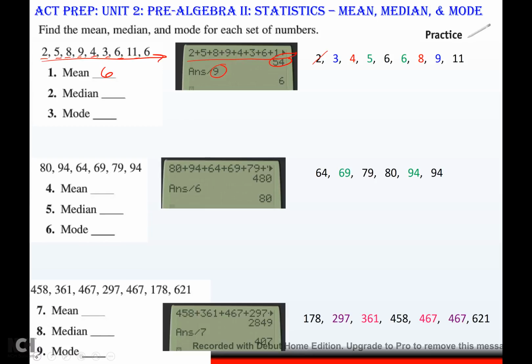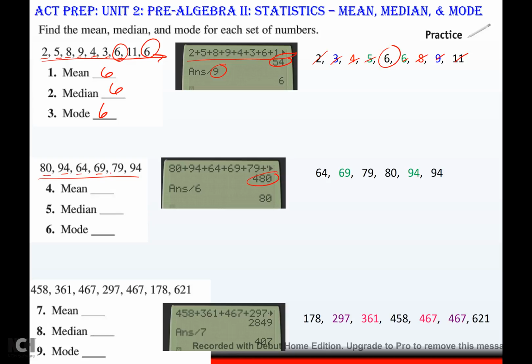Oops, thought I animated it. So bloop, bloop, bloop, bloop. My median is 6. My mode is the one that occurs most often, and I have 2 6s, so my mode is 6. Okay, my next set of data, I add up these numbers and get 480.